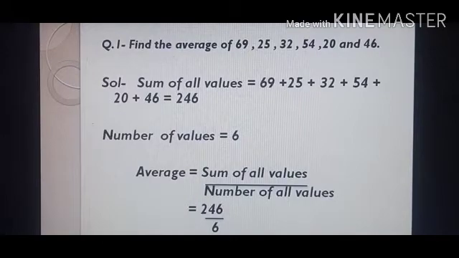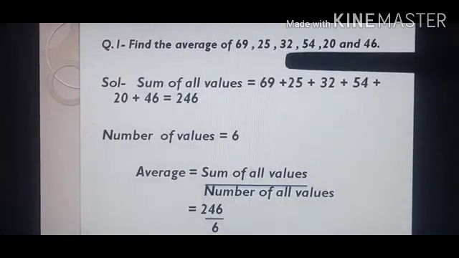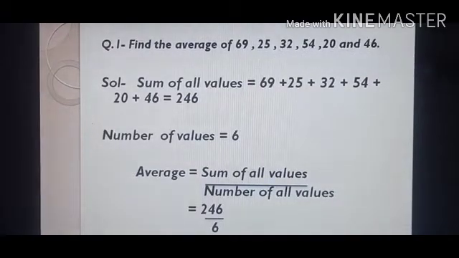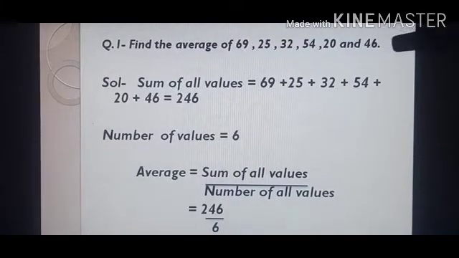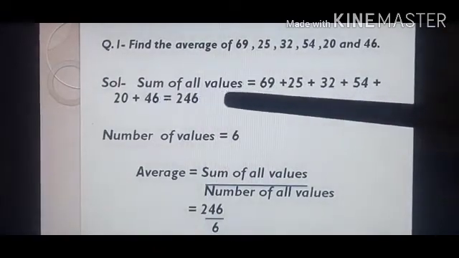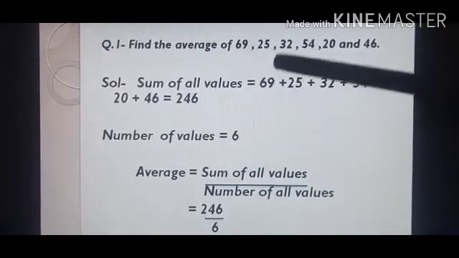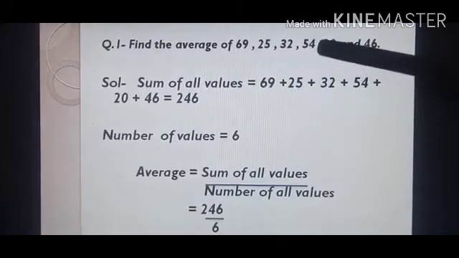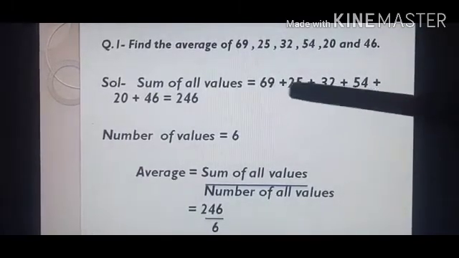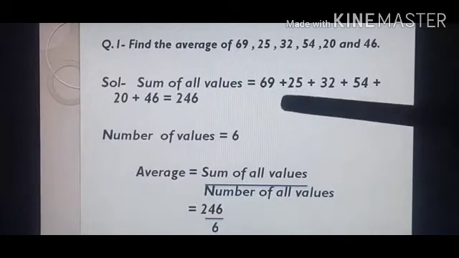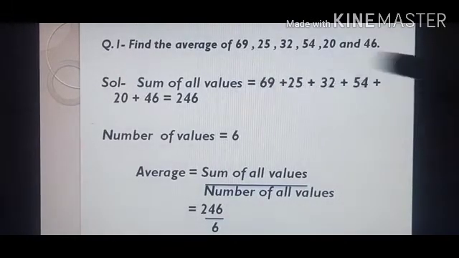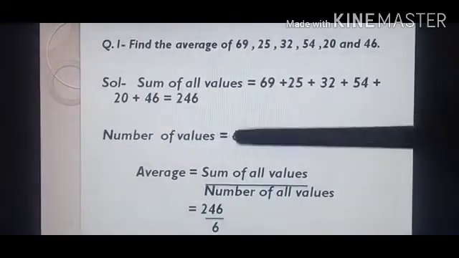Now let's start our practice questions based on average. These are the examples given in your book. First question, find the average of 69, 25, 32, 54, 20 and 46. Now we have to find out the average of these values. So first of all, we will find out sum of all the values. Sum 69, 25, 32, 54, 20 and 46. We have to do addition of these. So after adding, we will get 246.